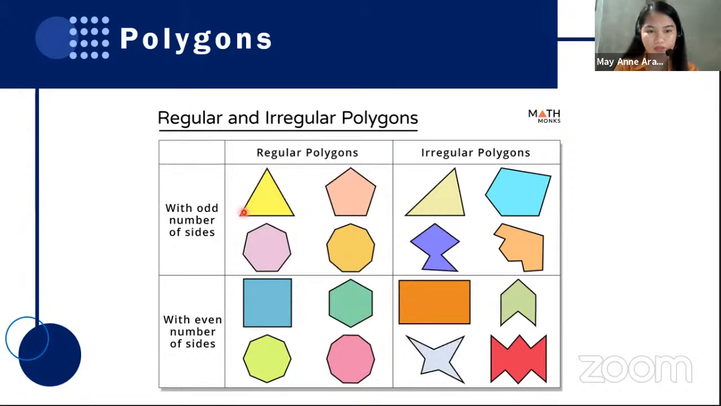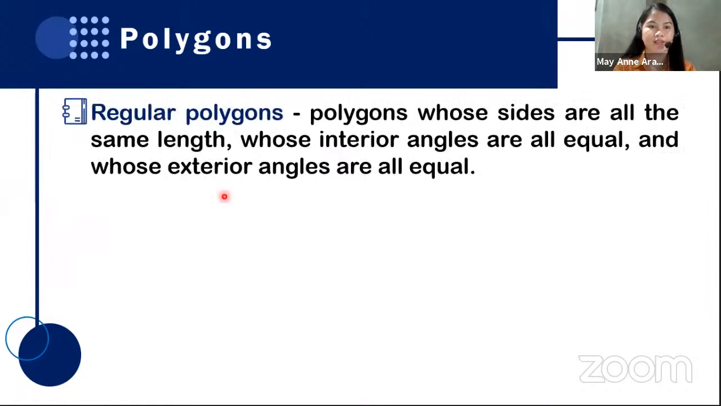So for regular polygons, you can see here an equilateral triangle. And for irregular polygons, you have the scalene, then other irregular polygons. You can easily determine the regular and then the irregular. Okay. Let us now discuss this further, the regular polygons.